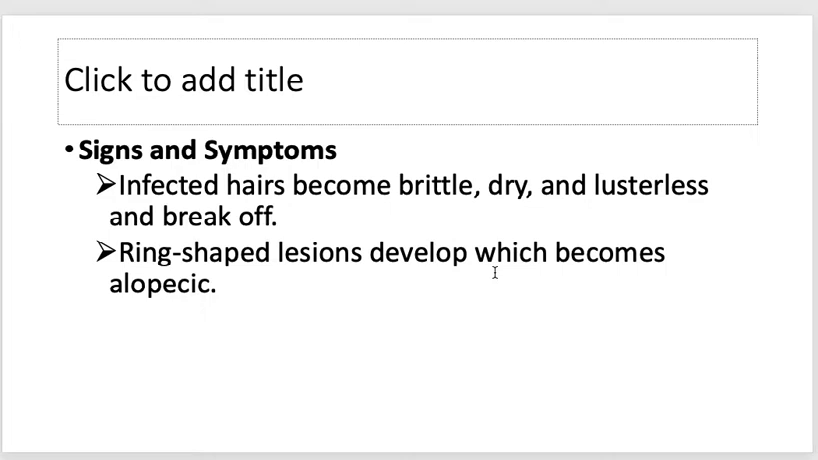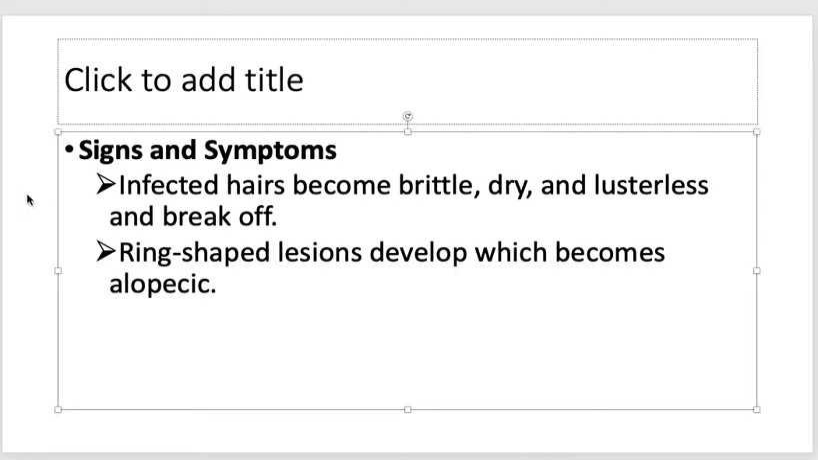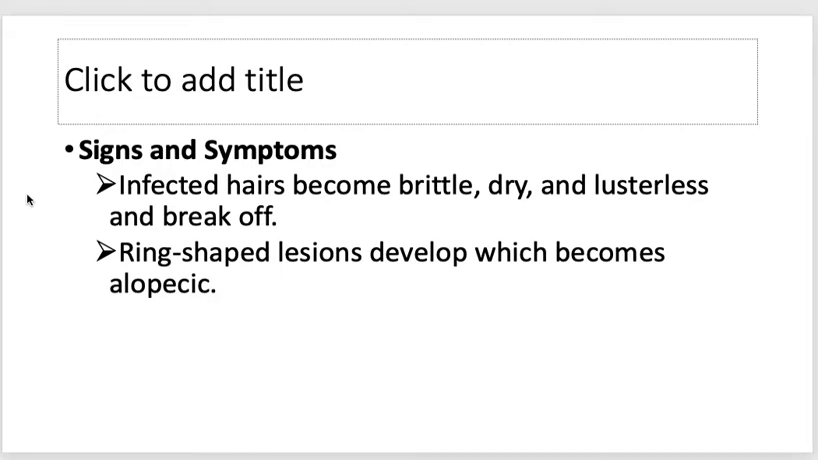Signs and symptoms include infected hair becoming brittle, dry, and lustless, and breaking off. We know that cattle's hair is very soft and very shiny. A healthy cow, you will find the hair is shiny and very soft. But if the animal has dermatophytosis, the hair becomes very brittle and it loses the shiny appearance. Because it is brittle, it can easily break off.